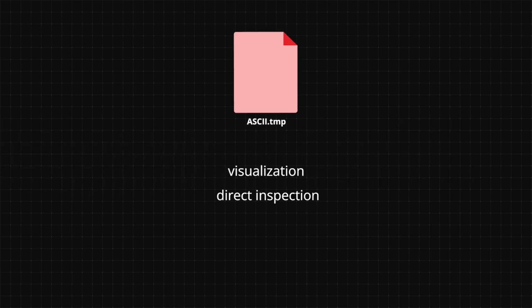For visualization and direct inspection, utilize the ASCII format. However, when storage space or transfer speeds are paramount, especially for larger grids, opt for binary format. GridPro's conversion utilities provide flexibility to switch between formats as needed.